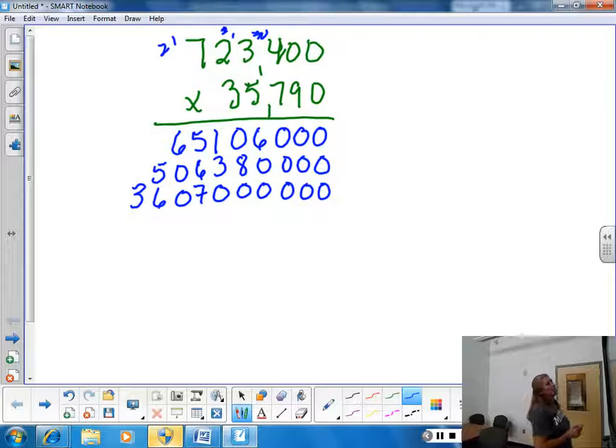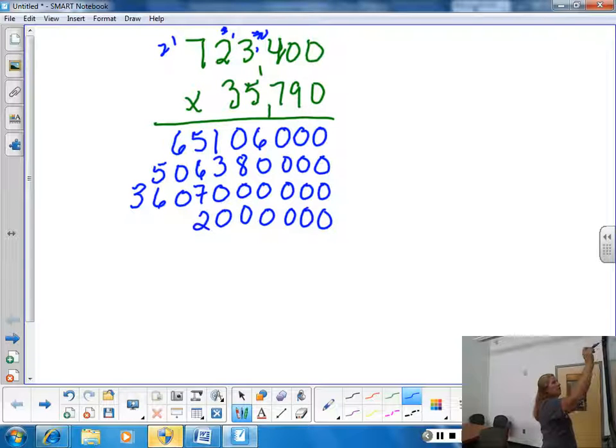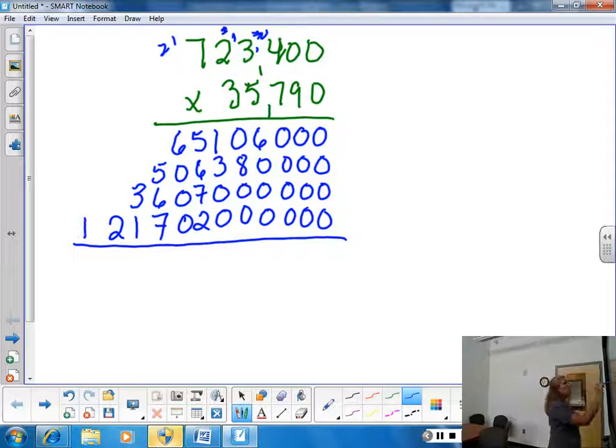Okay, now I'm going to do times 30,000. 3 is in the 10,000s place, so I'm going to have 4 zeros. Then 3 times 0 is 0. 3 times 0 is 0 again. 3 times 4 is 12, carry the 1. 3 times 3 is 9, plus 1 is 10, carry the 1. 2 times 3 is 6, plus 1 is 7. 3 times 7 is 21. Add all that together.